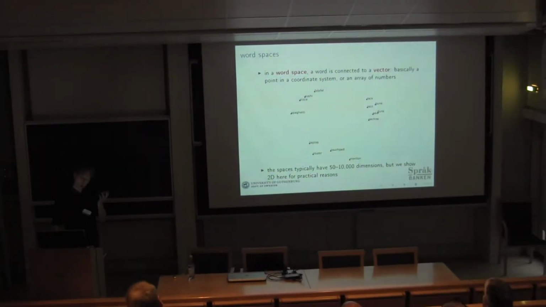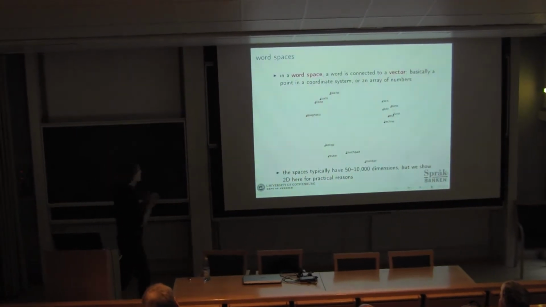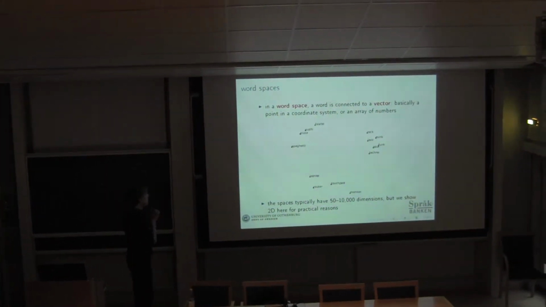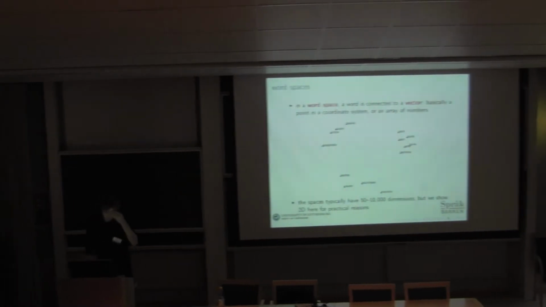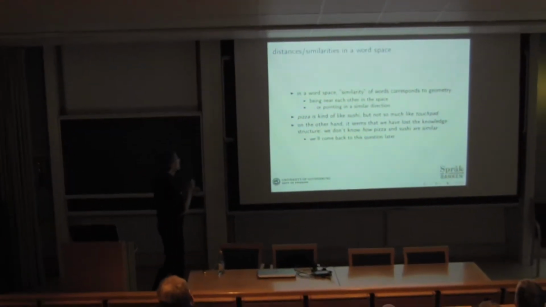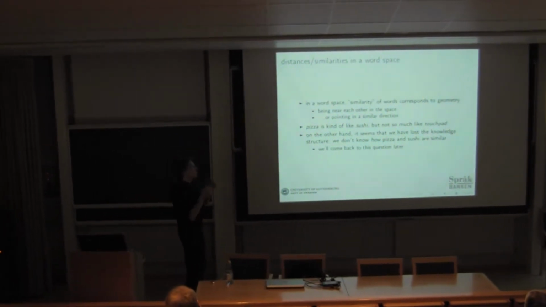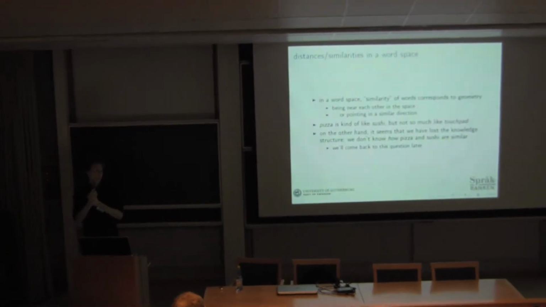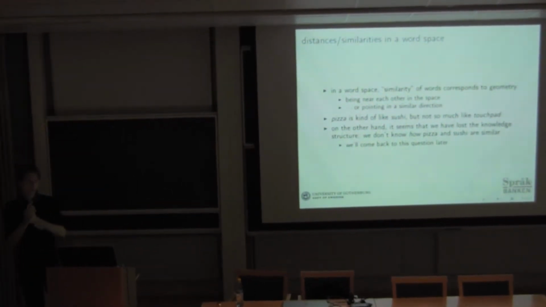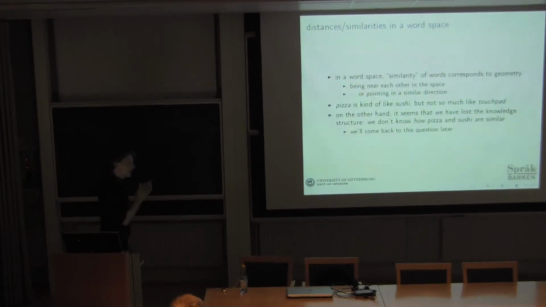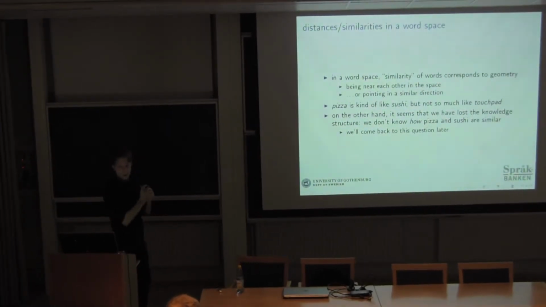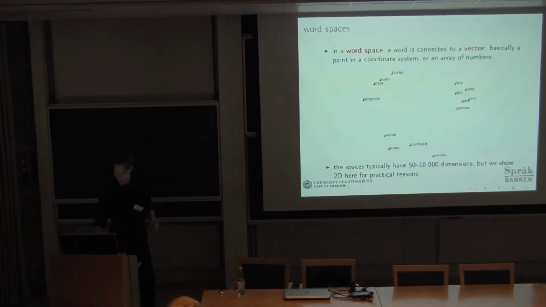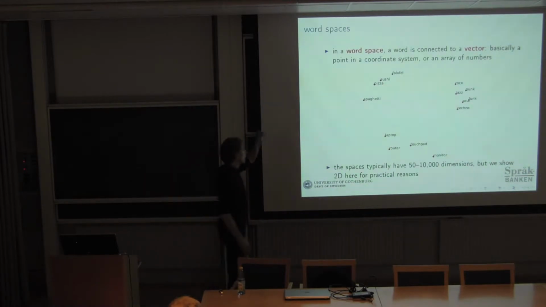So how can we then, what is the actual information contained here? Instead of this very structured information that we have in the ontologies, we have some intuitive notion of similarity. In the word space, similarity is defined by geometry. As I already said, I think that pizza and sushi are kind of similar because they are near each other on the screen in this case.